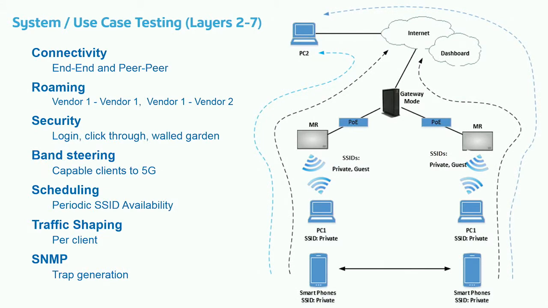Here's a diagram of system/use case testing that can test layers 2 through 7. This type of testing will allow you to test connectivity, both end-to-end and peer-to-peer, roaming testing, security such as walled garden, band steering, scheduling the periodic availability of your SSID, traffic shaping, and SNMP traps. This kind of test setup requires 2 access points and 2 clients. We've automated several, but not all of this testing yet. And for our clients, we used Raspberry Pis because we found them quite easy to program compared to smartphones, though my understanding is you can program smartphones if you require it for your testing.